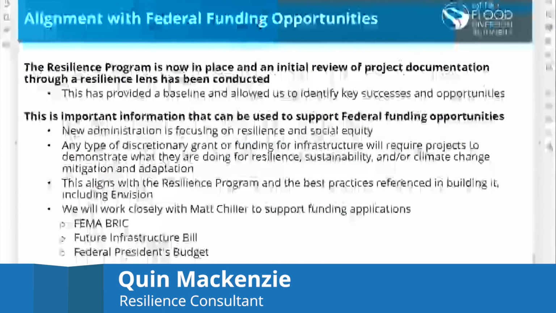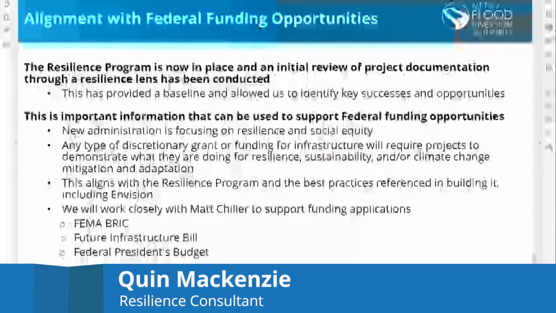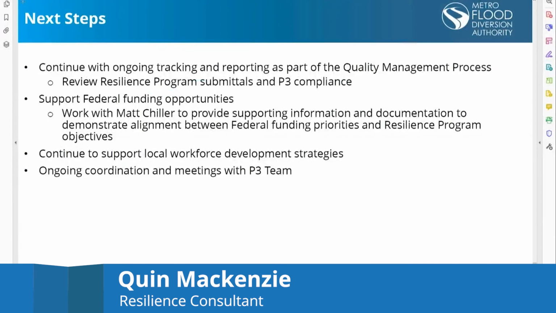And so what we would like to do is work closely with Matt Schiller to support funding applications. Joel mentioned some of these briefly at the beginning, but they include the FEMA BRIC program, potential future infrastructure bills, and the opportunity for earmarks if we can, and then the federal president's budget as well. And so in order to do that, these are some next steps that we would address in upcoming phases of our work. To continue with ongoing tracking and reporting as part of the quality management process, so through the P3. So essentially that involves reviewing submittals and P3 compliance. Support federal funding opportunities, so working with Matt Schiller. Providing the documentation required to support any applications and ensure that we're showing the great work this project is doing for resilience and touching on those new administration priorities.